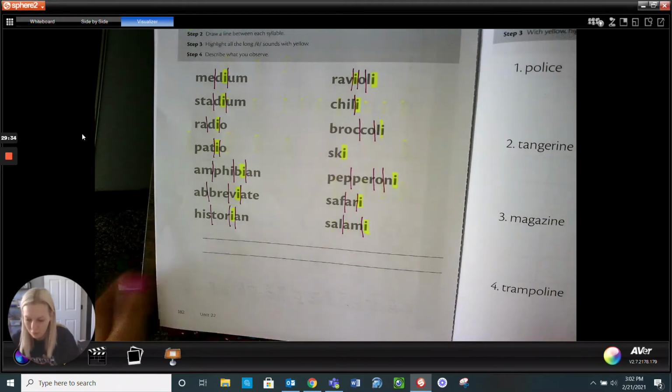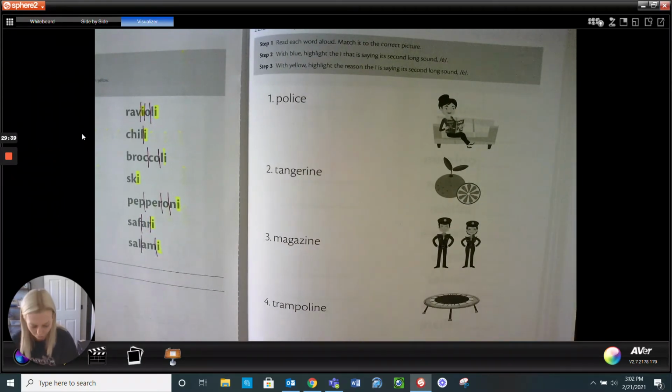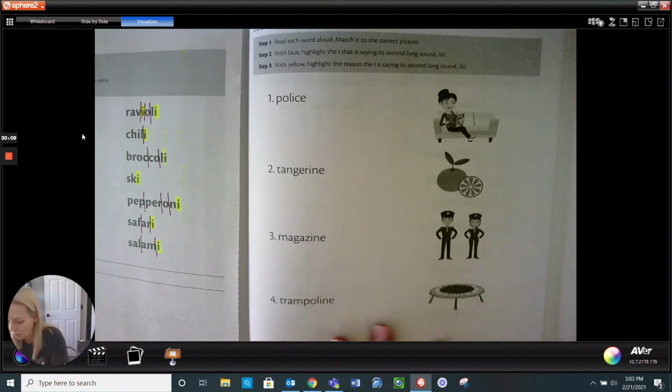All right, move on over here to the next page. Page 183. Step 1, read the word aloud, match it to the correct picture. Step 2, with blue, I happen to have a blue marker, highlight the I saying its second long sound E, and then with yellow, highlight the reason that I is saying its second long sound E. All right, so read the word aloud, match it to the correct picture.